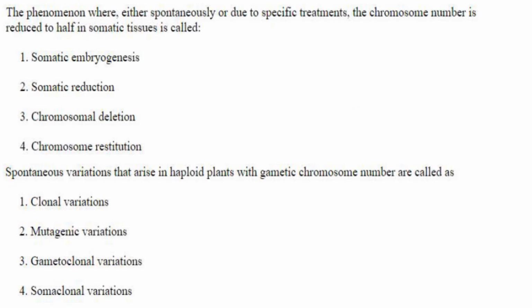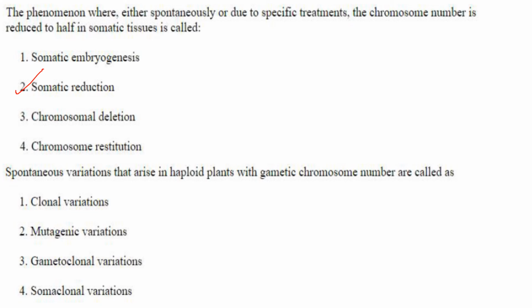Then the next one: the phenomenon where, either spontaneously or due to specific treatment, the chromosome number is reduced to half in somatic tissues is called somatic reduction. Answer is option 2. What is somatic embryogenesis? That is in plant tissue culture, where the somatic cells differentiate and give rise to embryos. What is chromosome deletion? It is where a segment of the chromosome is lost or deleted. What is chromosome restitution? That is the process where chromosomes that have already been fragmented or disrupted due to various factors are restored to their original structure.